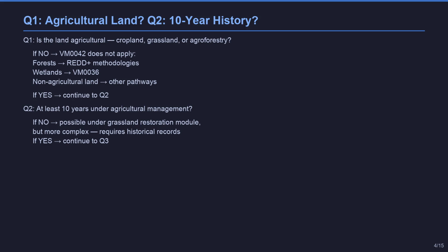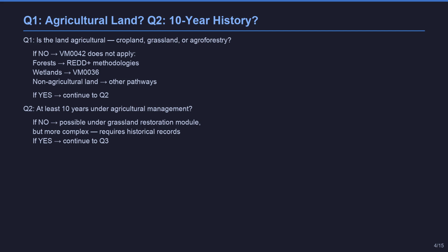Question 1. Is the land agricultural, cropland, grassland, or agroforestry? If no, VM0042 doesn't apply. Forest go to REDD plus methodologies, wetlands to VM0036, non-agricultural land to other pathways. If yes, continue.